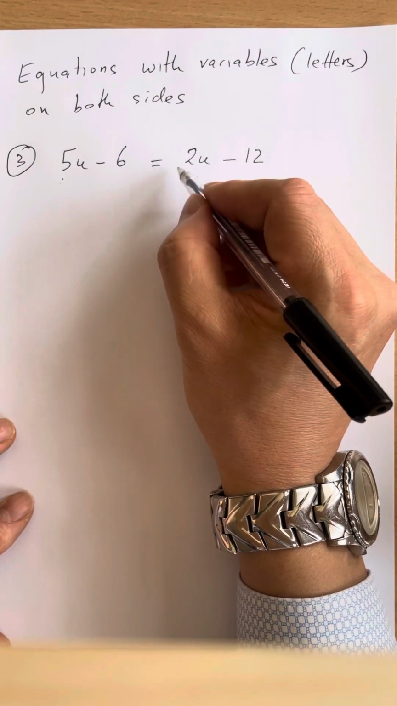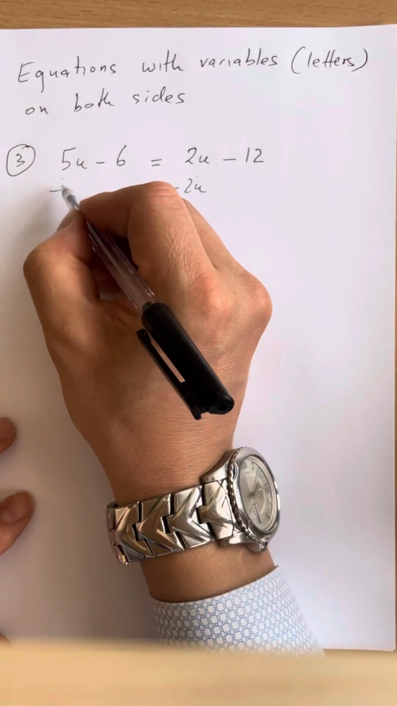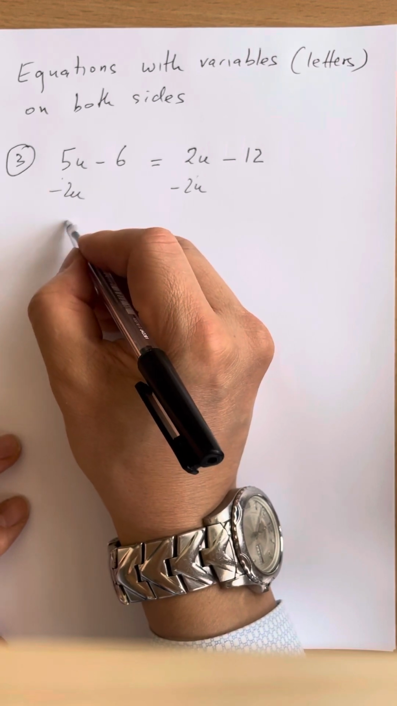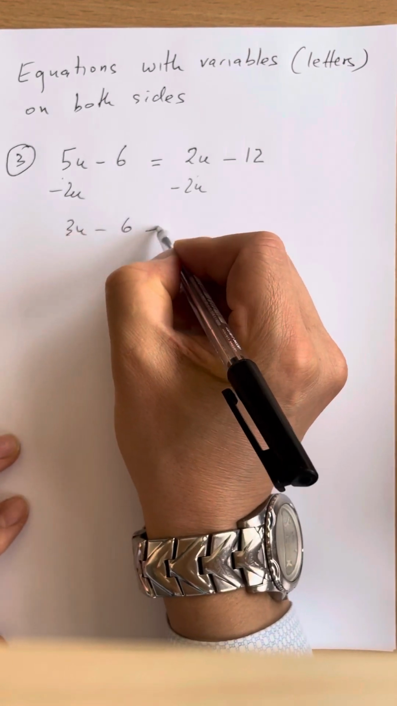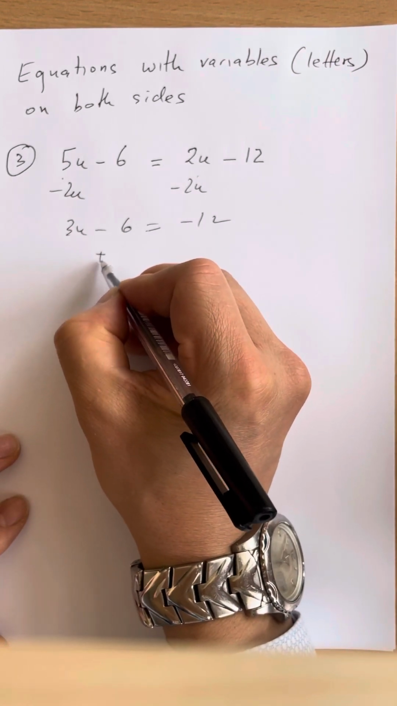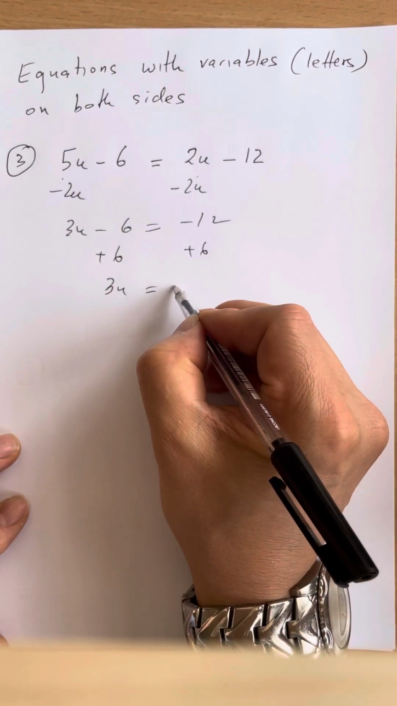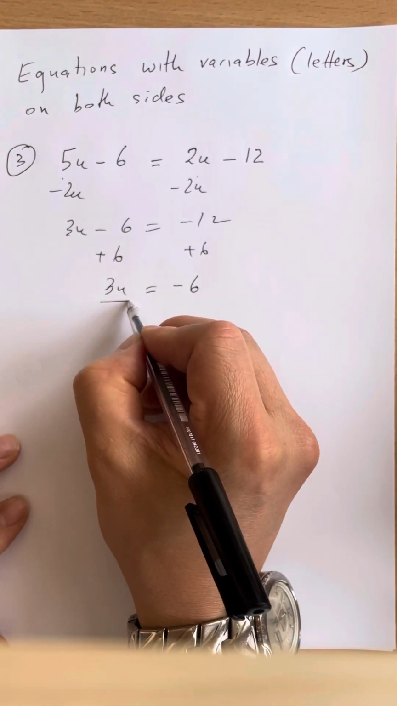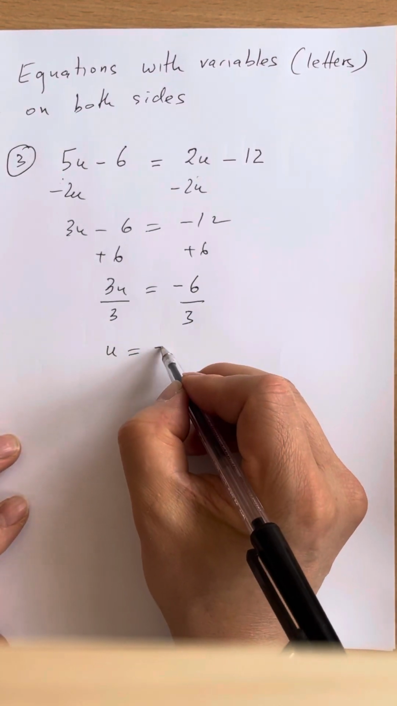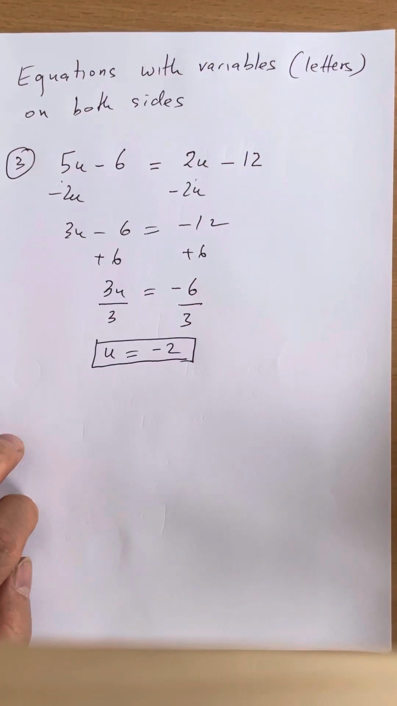How? Well, there's a plus 2u here. The opposite of it is minus, so you go minus 2u on both sides. So on the left, 5u minus 2u is 3u, minus 6 equals minus 12. Then the inverse of minus 6 is plus 6, so you plus 6 on both sides, and you end up with 3u equals minus 6. You divide by 3 next, the inverse operation of 3u, and then you end up with u equals minus 2.